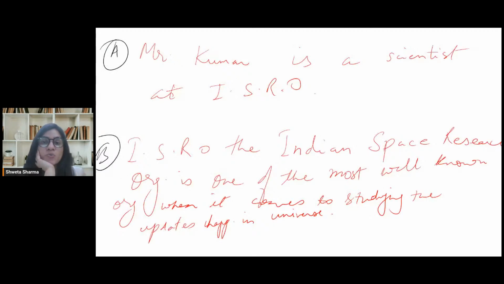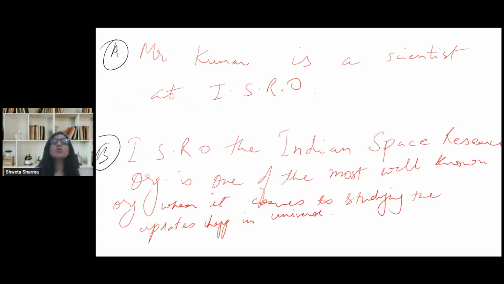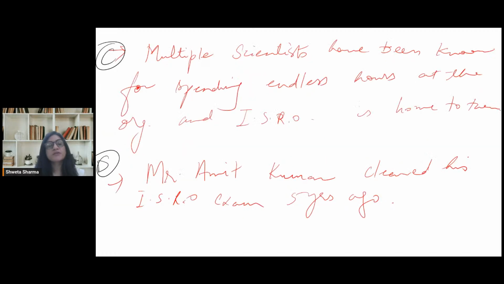There's a sentence which says Mr. Kumar is a scientist at ISRO. ISRO, the Indian Space Research Organization, is one of the most well-known organizations when it comes to studying the updates happening in the universe. Then there's a sentence which says multiple scientists have been known for spending endless hours at the organization, and ISRO is home to them. Mr. Amit Kumar cleared his ISRO exam 5 years ago. So there are 2 learnings from here.